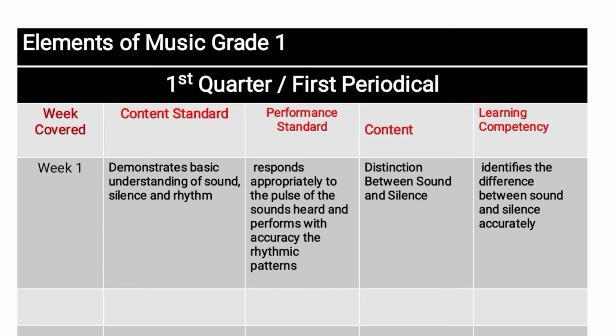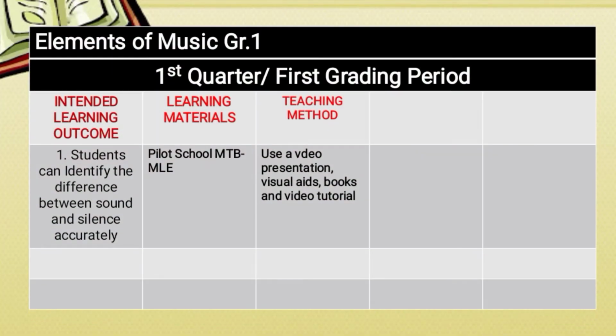Content standard: demonstrates basic understanding of sound, silence, and rhythm. Performance standards: responds appropriately to the pulse of the sounds heard and performs with accuracy the rhythmic patterns. The content is distinction between sound and silence. The learning competency: identifies the difference between sound and silence accurately. The intended learning outcome: the students can identify the difference between sound and silence accurately.